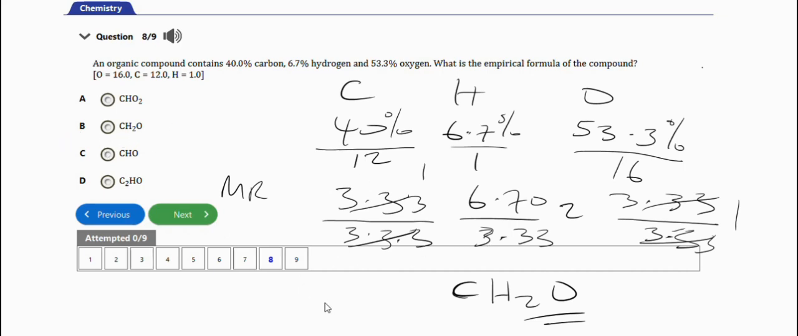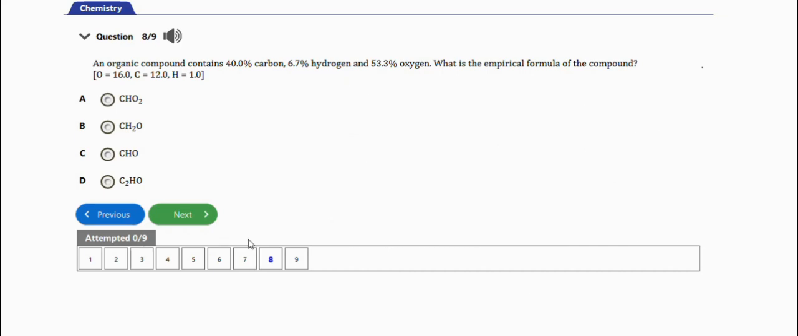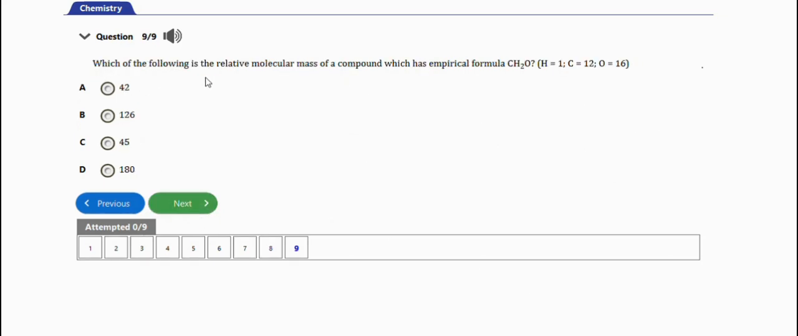Let's wipe this now and look at the last question. So the last question will be this one. It says, which of the following is the relative molecular mass of a compound which has an empirical formula of this? I think I saw this question already. We got it to be 180, which is a multiple of 30. So guys, this basically covers problems involving empirical formula and molecular formula for WASSCE chemistry practice, with several questions in this video. Hope there's something interesting from this video.